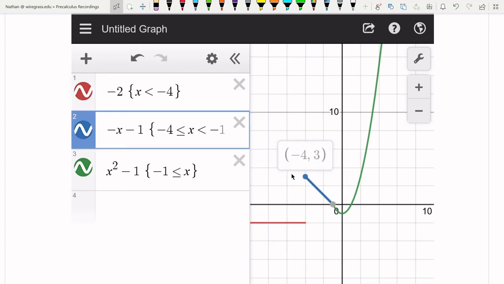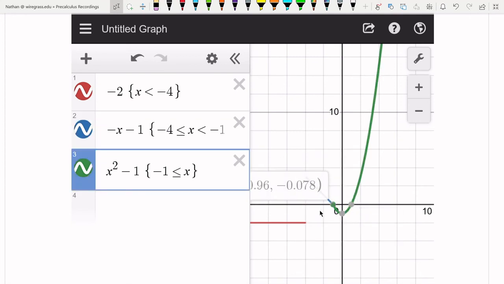So -4 can be plugged into this piecewise function, and you can see here that at -4 the value is 3. Now, of course, the blue, the middle piecewise portion, is not evaluated for -1. If I go all the way over to the other side, I get an open dot there that says undefined. But the last portion, the green one, is defined there. It's defined at -1, 0. So -1 is also fine.